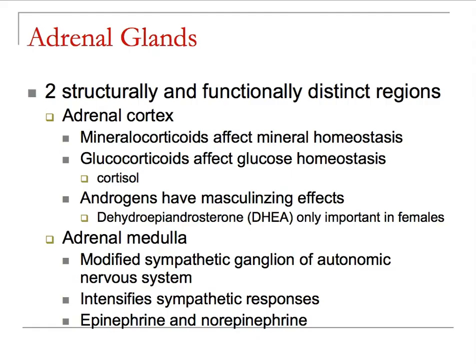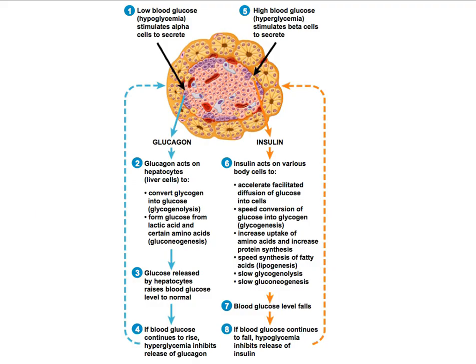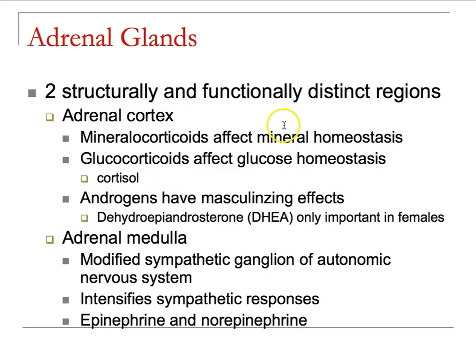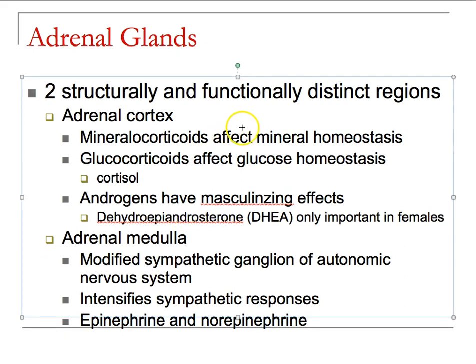The next set of glands that can be targeted from the anterior pituitary gland are the adrenal glands. And the adrenal glands are incredibly important. The adrenal cortex has mineralocorticoids, which regulate mineral homeostasis, and what I'm talking about here are ions, so sodium ions. Then there are glucocorticoids, which affect glucose homeostasis, and you use cortisol to do that. And androgens, which have masculinizing effects.